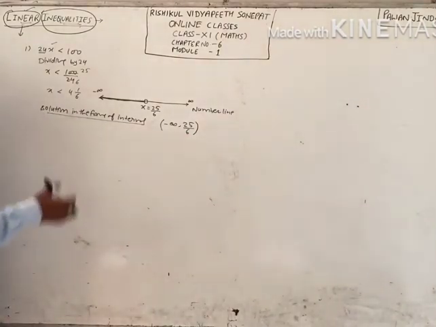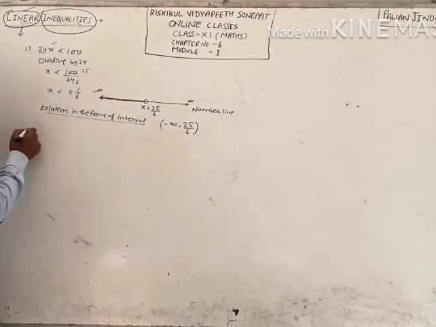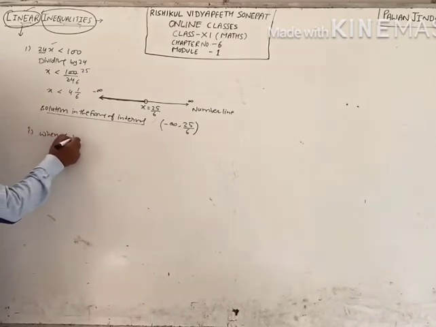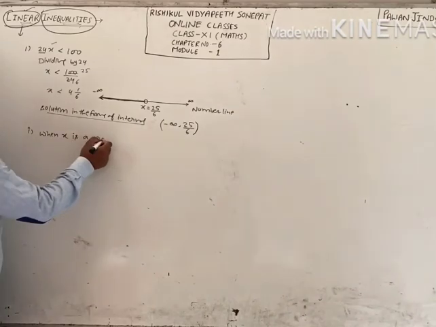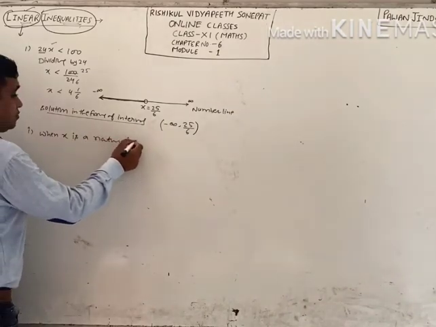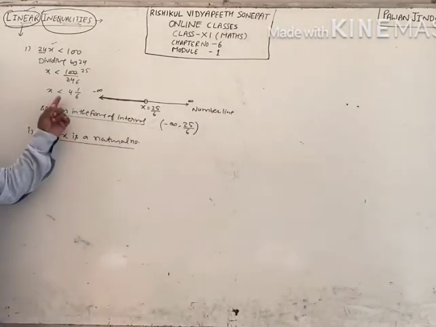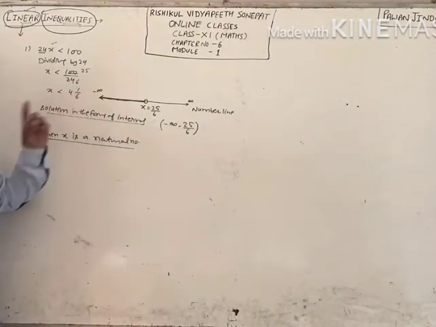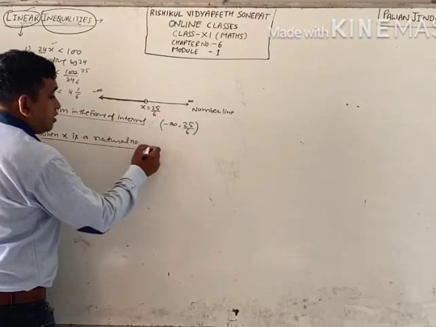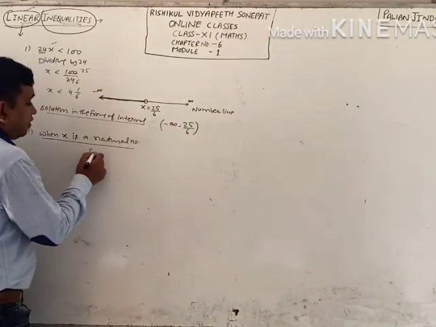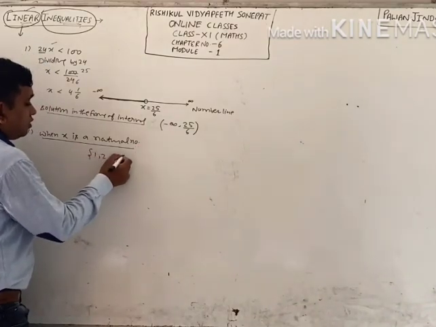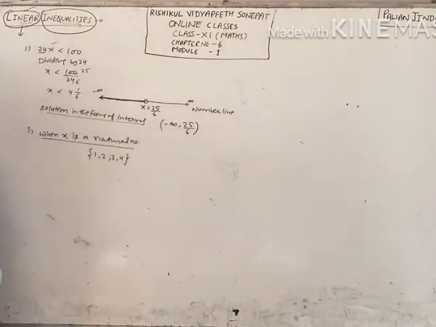Now I am discussing different cases here. When x is a natural number, suppose he is putting some condition, he is saying here x is a natural number, then what will be the solution? Now see, all natural numbers less than 4 and 1 by 6, and these are your, you can easily say 1, 2, 3, 4.